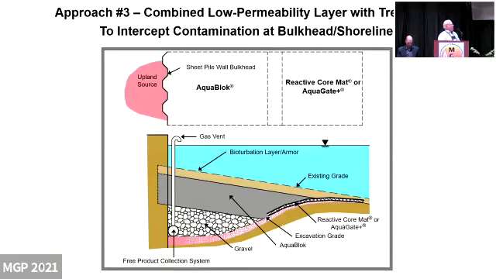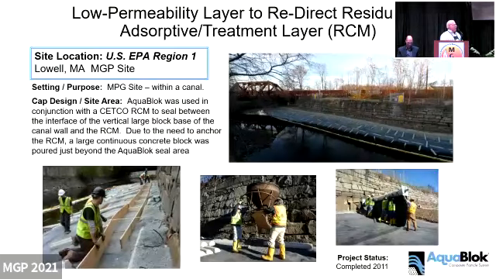Approach 3 is kind of what I'm calling a combined low permeability layer with other types of materials. And this is where I'm going to talk a little bit about reactive core mat, other types of absorptive materials. There's a lot of ways to skin the cat here, and I want to make sure that I talk about some of these types of projects and activities.